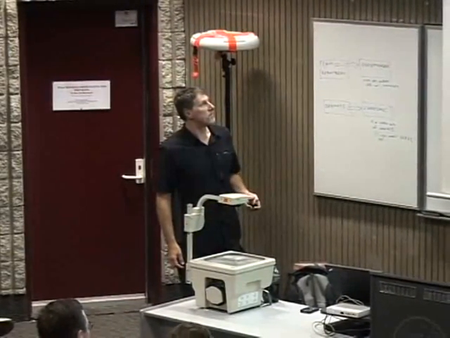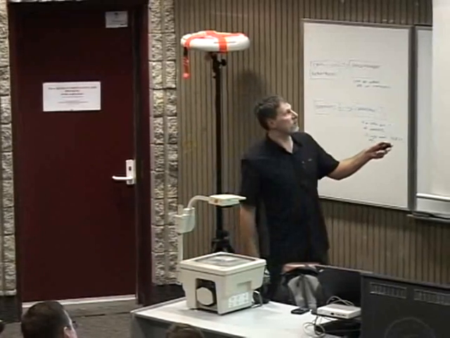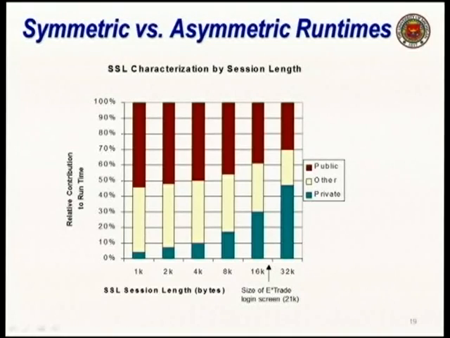All right, and here you can see some performance analysis. This is based on an SSL session length. How much time do we spend in the public key algorithm versus the application, the browser, versus the private key algorithm? You can see the crossover point is about 16K bytes of session data. If you send more than 16K bytes of session data, it's more efficient to do a public key encryption and switch to the symmetric key.